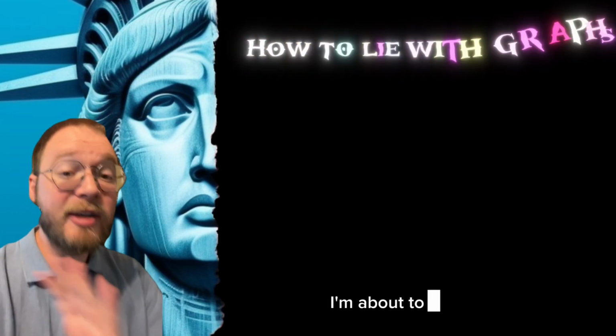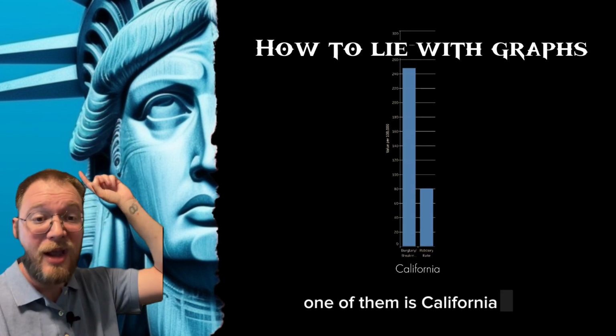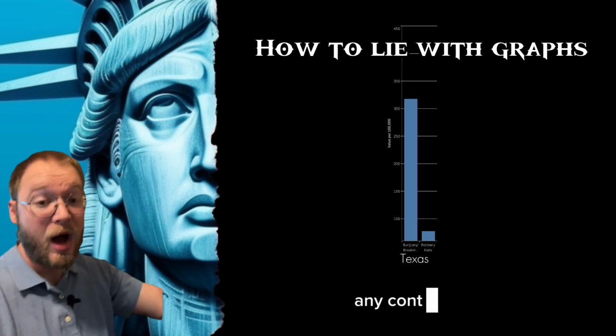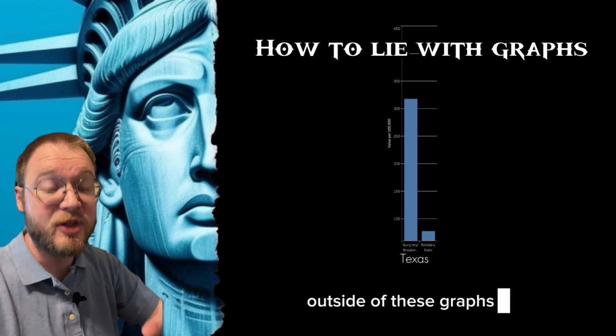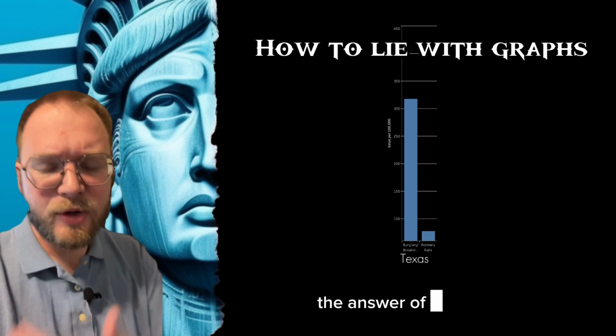And lastly, part 3, let's look at how to lie with graphs. I'm about to show you two graphs, both featuring robbery rate and breaking and entry rate. One of them is California and one of them is Texas. Now, without any context as to the numbers outside of these graphs, which one of these states do you think has the most of these two types of crime? The answer, of course, is California.